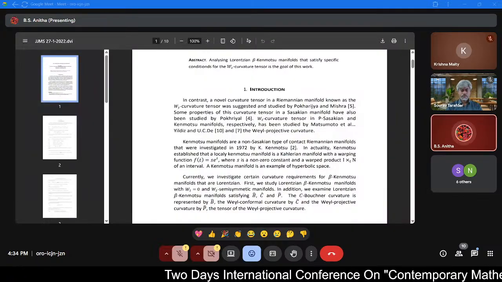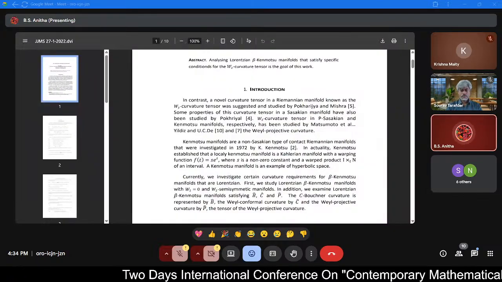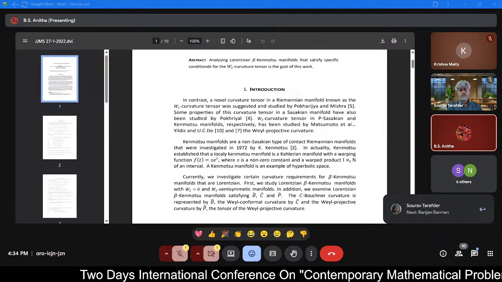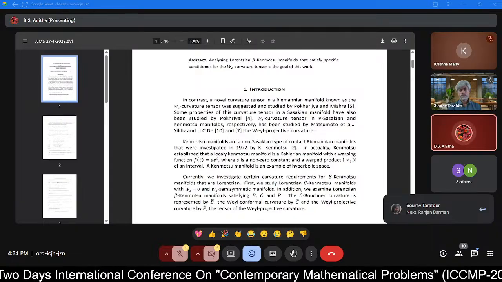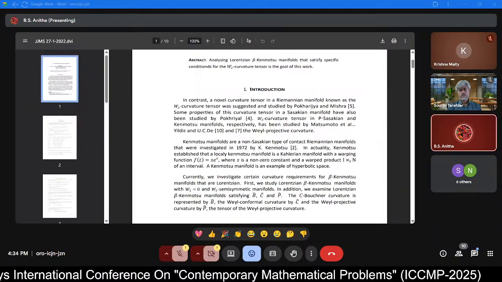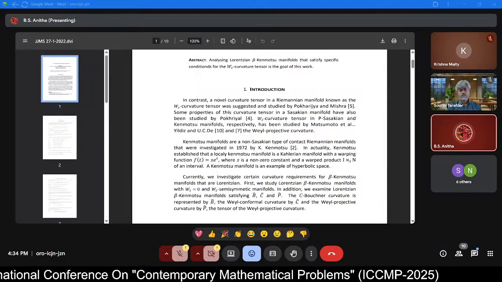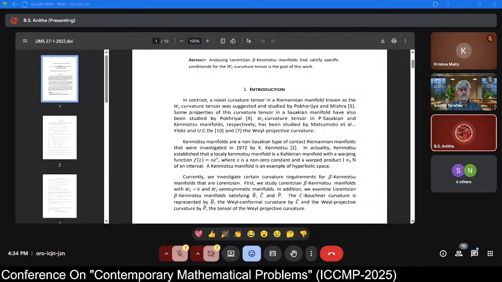Okay, these are the basic properties. Next, we have the Lorentzian alpha-beta equation conditions. For a Riemannian manifold with the W2 curvature tensor, the condition is that it is equal to 0. After that, we are using the Bochner curvature conditions.